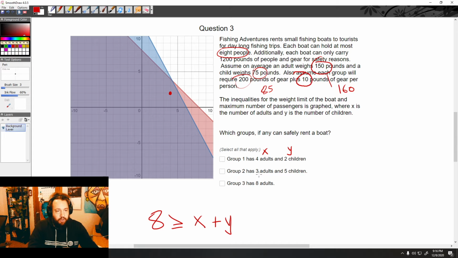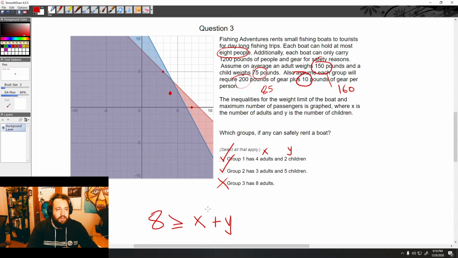That's good. How about 3 and 5? 3 is right here and 5 is on the line. That is technically in the red shade and the blue shade. It's still purple. So this is good. So this one's good and this one's good. How about this one? 8 adults. Adults, remember, is my x. If I go all the way out here to 8, that is no good. Okay, so this one will not work.